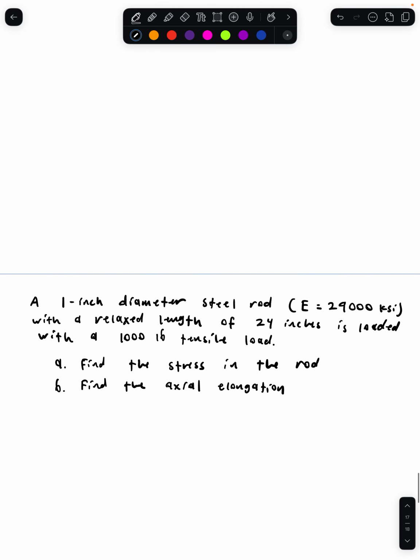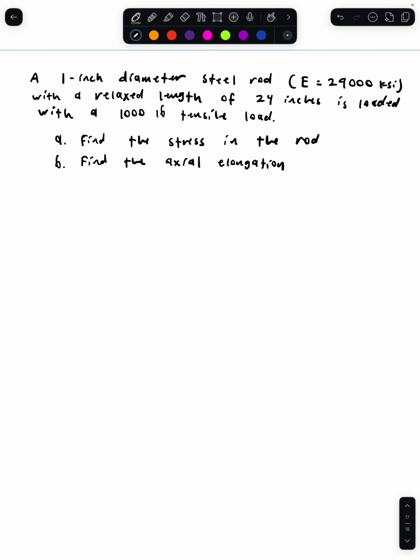Okay, so now I wanted to do an example problem. A 1-inch diameter steel rod with a Young's modulus of 29,000 KSI with a relaxed length of 24 inches is loaded with a 1,000 pound tensile load. So we have a rod 24 inches long, it's loaded with a tensile load of 1,000 pounds. And we are asked to find the stress in the rod and then find the axial elongation.